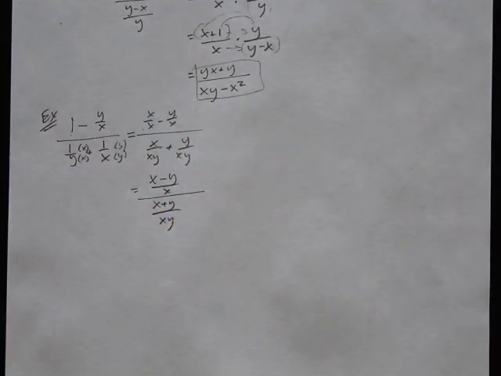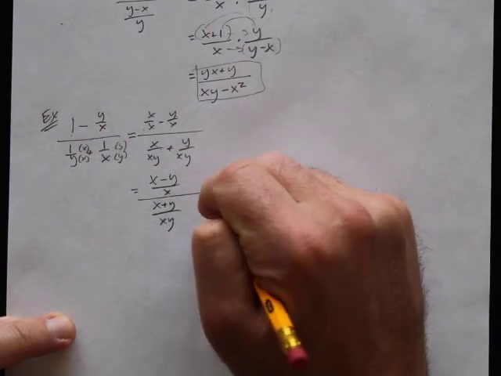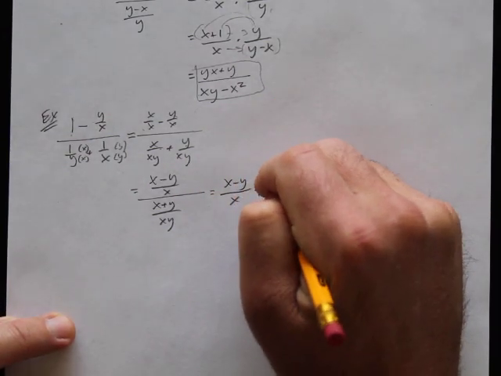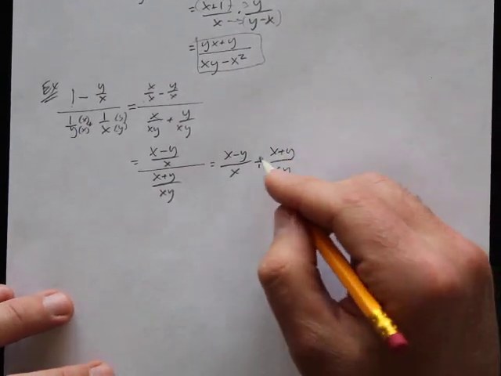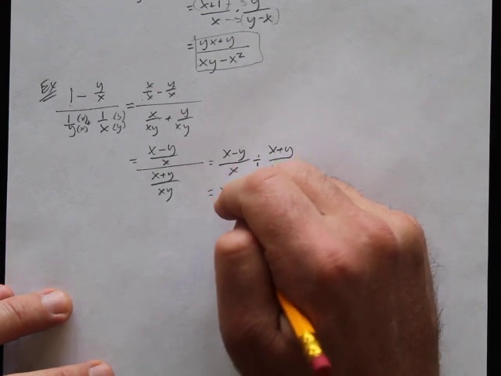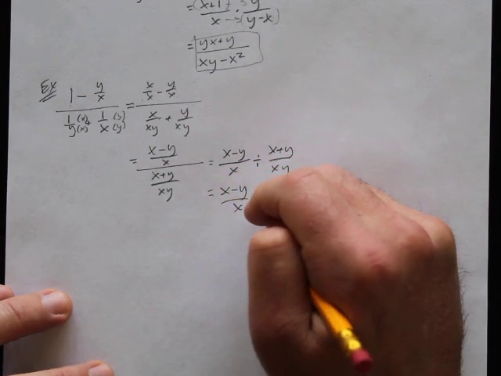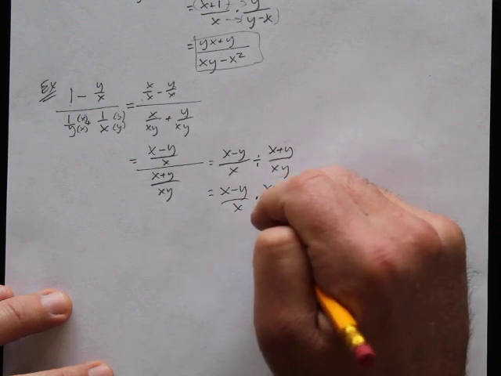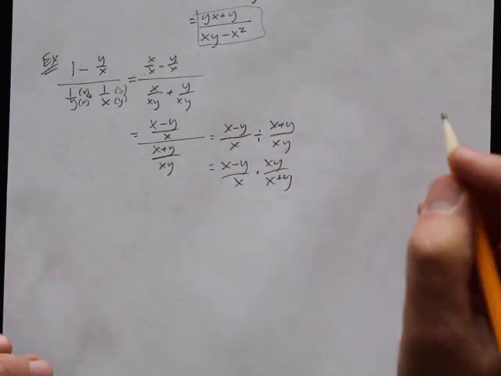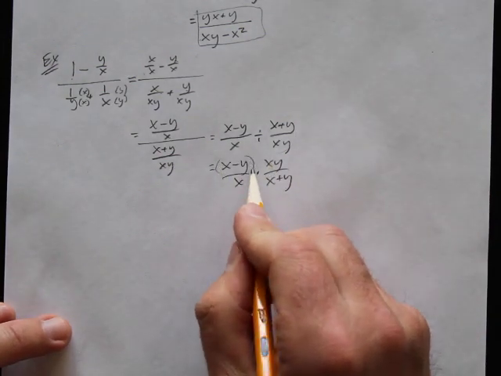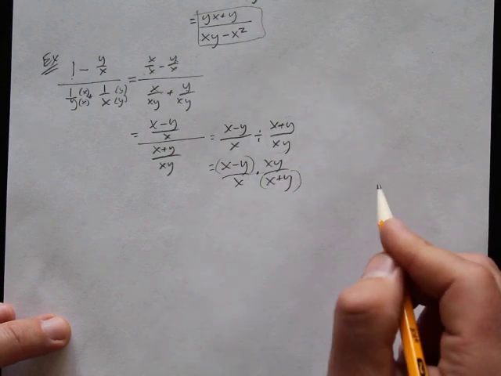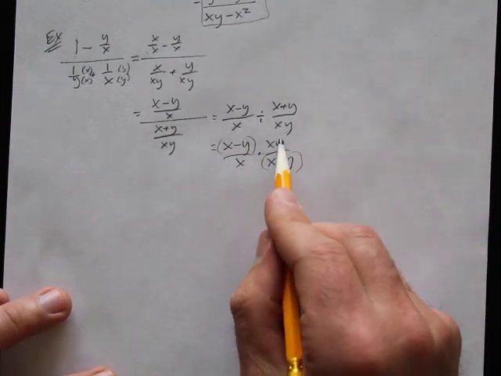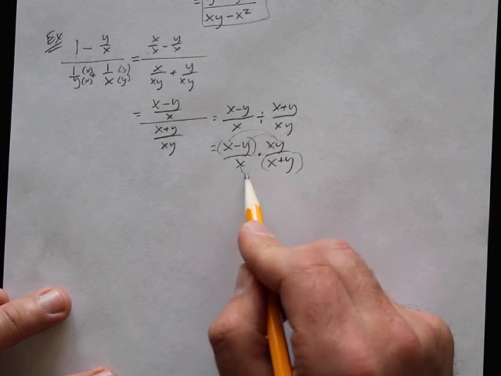Now I'm at the point where I'm going to rewrite this thing. X minus y over x divided by x plus y over xy. Now I flip this guy, change this to multiplication. X minus y over x times xy over x plus y. Getting close. Now I multiply straight across. I'm going to put parentheses here on these ones that have addition or subtraction in, so that I keep it all organized. So this xy gets multiplied here, and this x gets multiplied here.